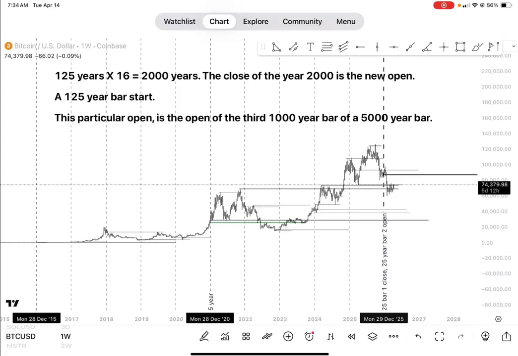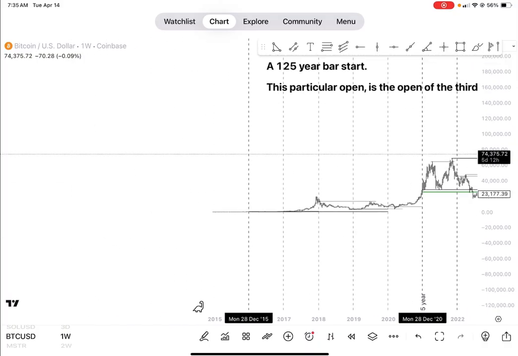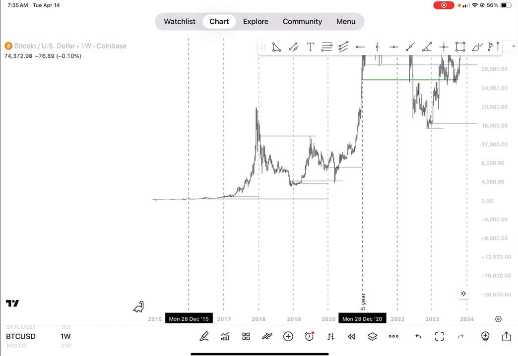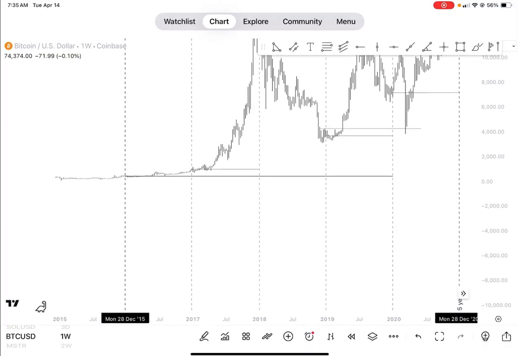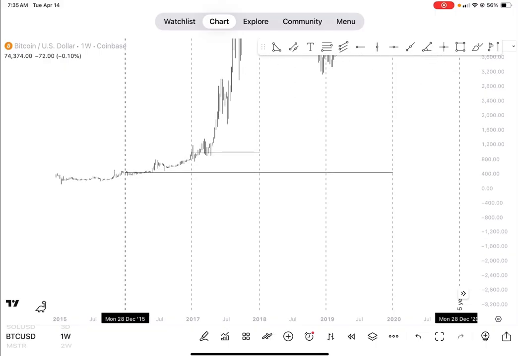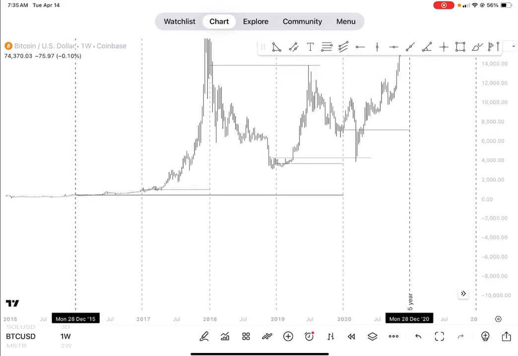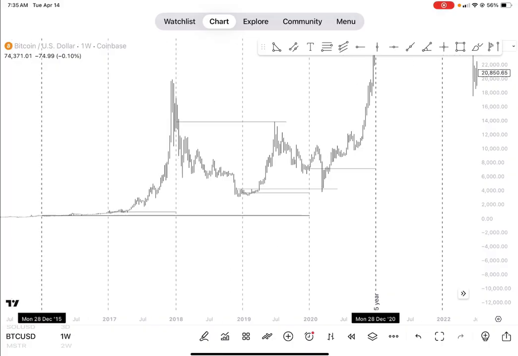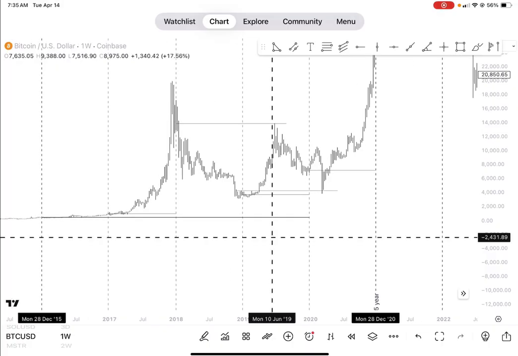Let's go ahead and take a look at this 125 year bar, 250 year bar, 375 year bar sequence. This is a continuation off of my video from yesterday. I just transferred these dates and times over, and as you can see, I've transferred them over to Bitcoin. What is happening here is a sequence broken down from 125 to 25, 5 year, and then 1 year bars.